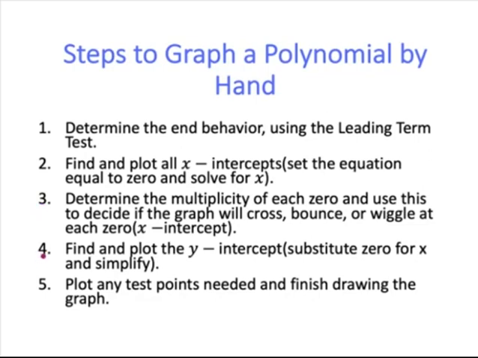Our fourth step is to find and plot the y-intercept. And to do this, we just substitute 0 for x and simplify. And our fifth step is to plot any test points needed and finish drawing the graph.